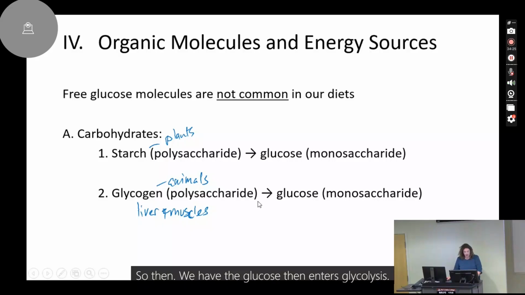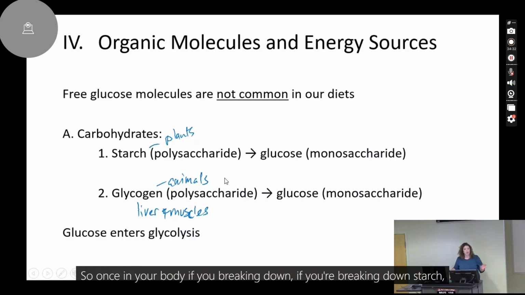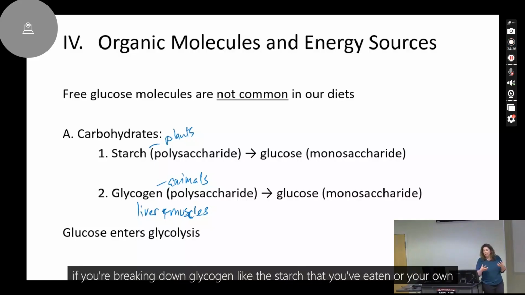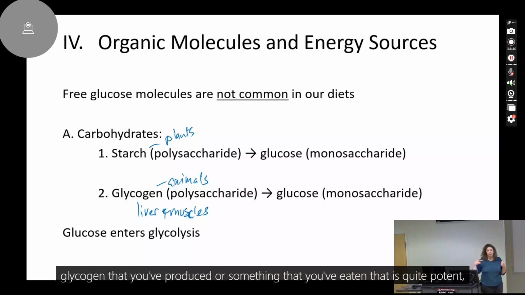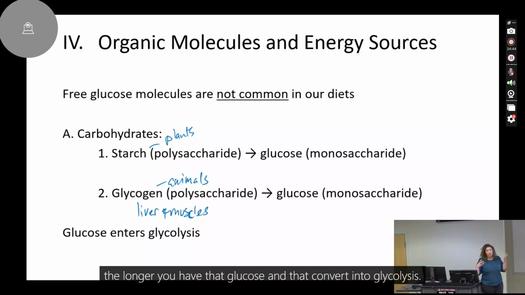So then the glucose enters glycolysis. Once in your body, if you're breaking down starch, or breaking down glycogen, like the starch that you've eaten or your own glycogen that you've produced or something that you've eaten that is glycogen, then now you have that glucose and that can start into glycolysis.